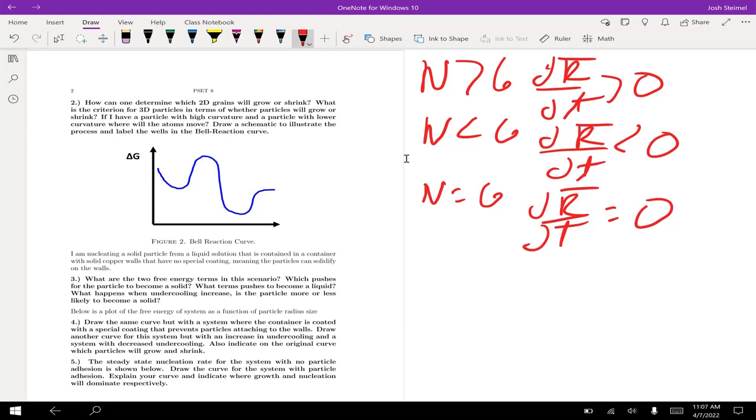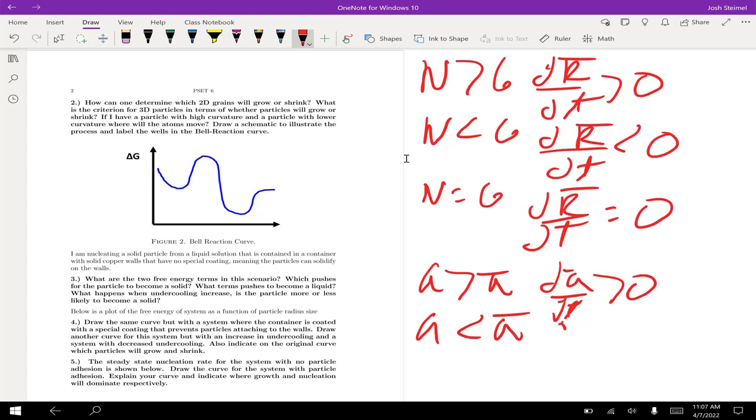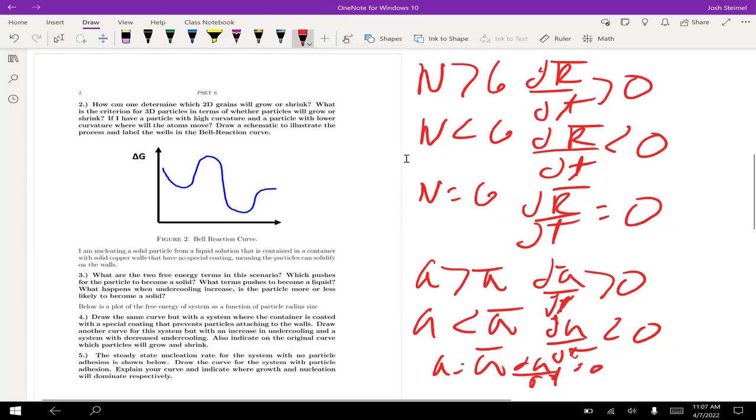What's the criteria for 3D particles? So remember we said that if A is greater than A bar, then dA/dt will be greater than 0. If A is less than A bar, dA/dt is going to be less than 0. And if A is equal to A bar, then dA/dt is equal to 0. So let's zoom out a little bit here.